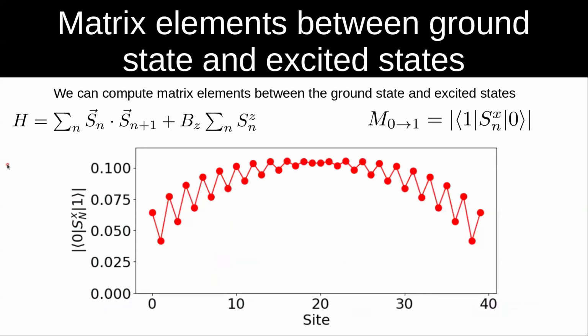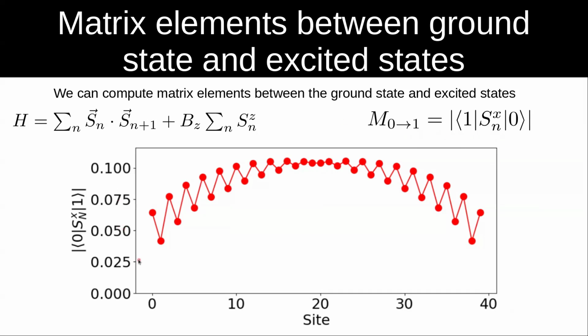Another very useful observable that we can compute with matrix product states are matrix elements between the ground state and an excited state. We can take, for example, a Heisenberg model that has first neighbor exchange coupling and a net magnetic field in the z direction and compute both the lowest energy state, namely the ground state, that we are going to call state number 0, and the first excited state that we are going to call state number 1. And we can take this matrix element. So we take our ground state, the spin operator in the x direction in site n, and excited state number 1. And this essentially allows us to see what is the probability of going from the ground state to the first excited state when we make an excitation in site number n.